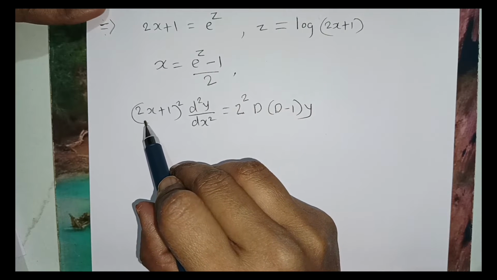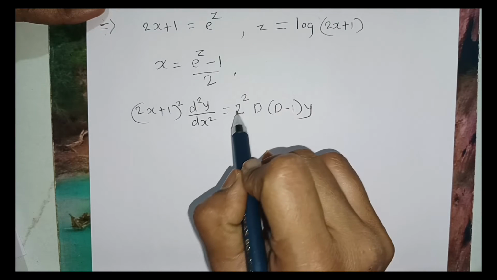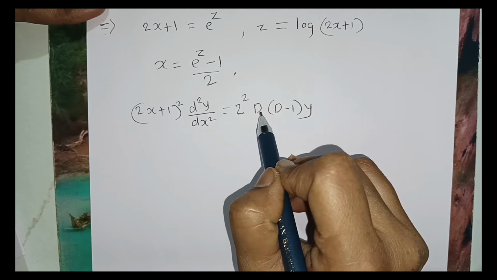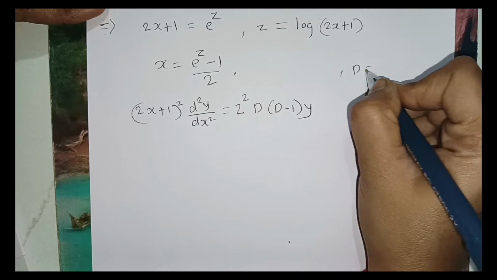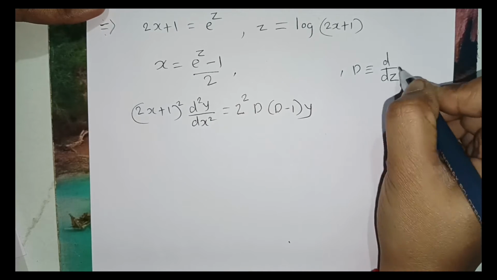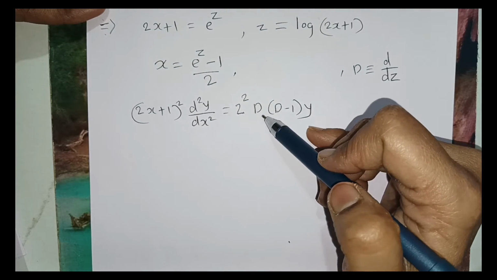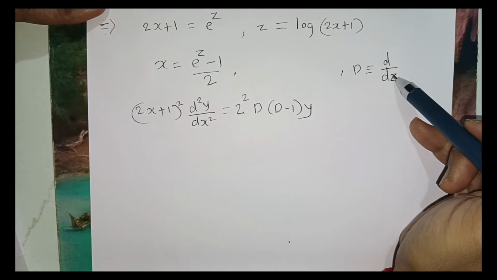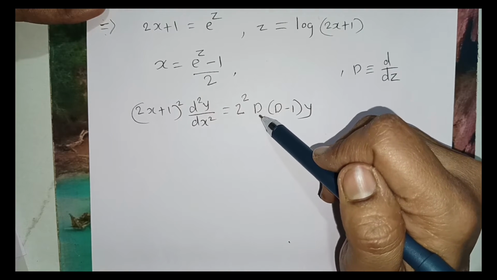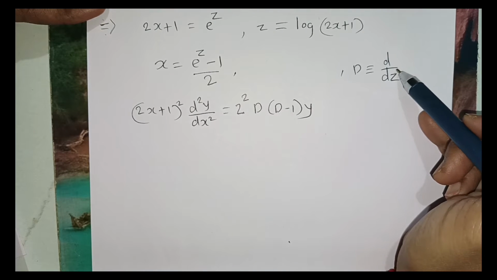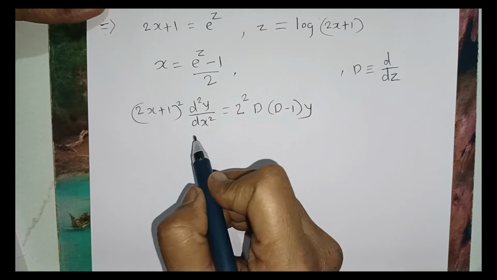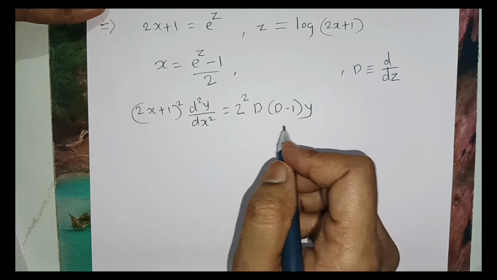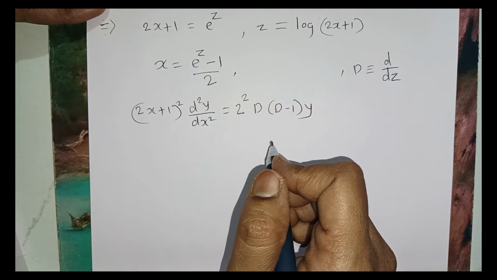Okay, so in case of the general formula you have x squared multiplied by the operator D into D minus 1. What is D here? D is equivalent to d/dz. Now the independent variable is changed from x to z. Okay, now x is not your independent variable. The independent variable for this capital D is z. This is what you have to keep in mind while solving the problem.